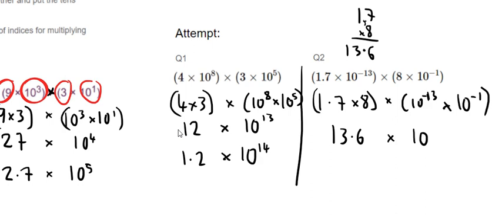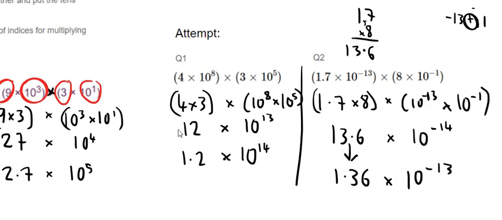Really it's minus 13 plus minus 1, so plus minus just becomes minus. So minus 13 minus 1 is minus 14. Then I can convert that back to 1.36 times 10 to the power of, and just be careful here. I made my number smaller again because it's gone from 13.6 into 1.36, so I must add 1 to my power. If I add 1 to minus 14, that's minus 13, so it's not minus 15, it's minus 13.